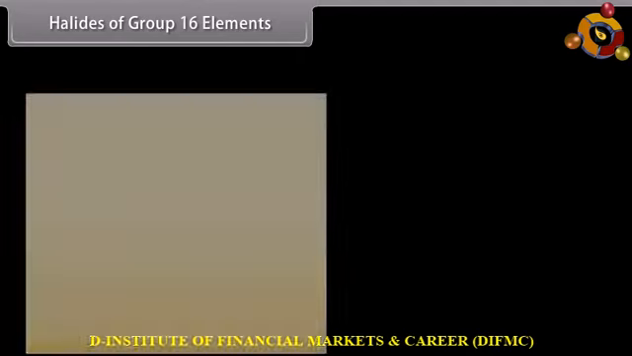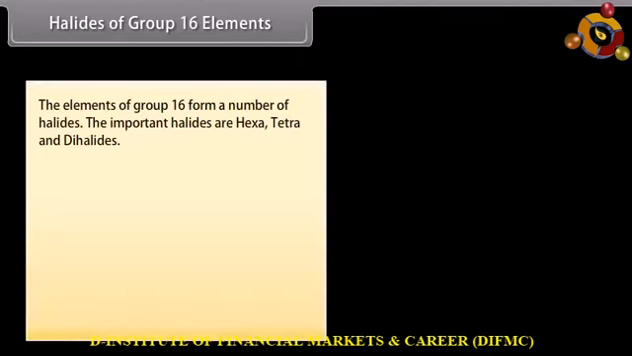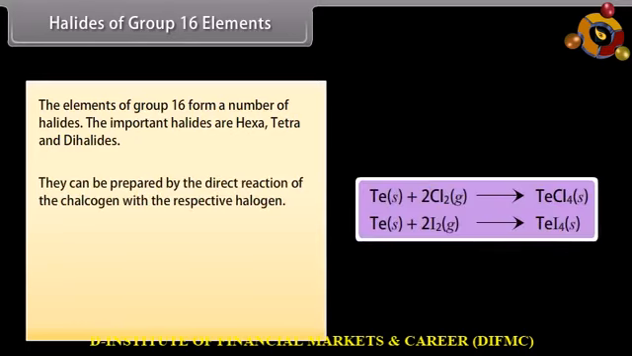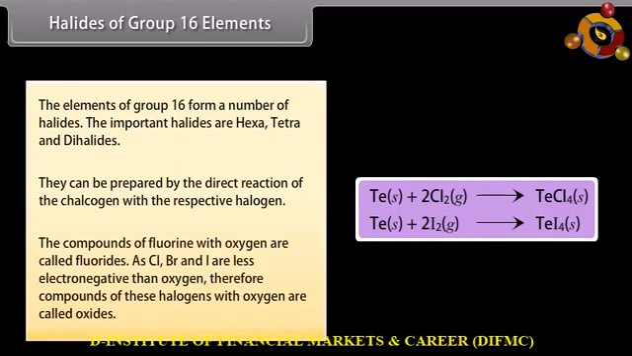Halides of group 16 elements. The elements of group 16 form a number of halides. The important halides are hexa, tetra and dihalides. They can be prepared by the direct reaction of the chalcogen with the respective halogen. The compounds of fluorine with oxygen are called fluorides. As chlorine, bromine and iodine are less electronegative than oxygen, compounds of these halogens with oxygen are called oxides.